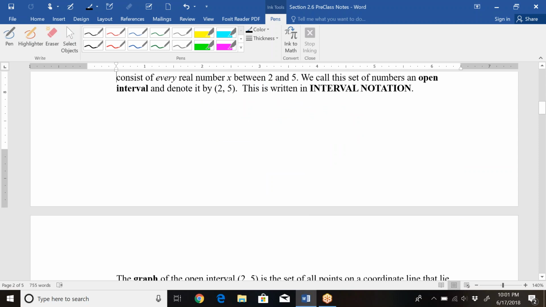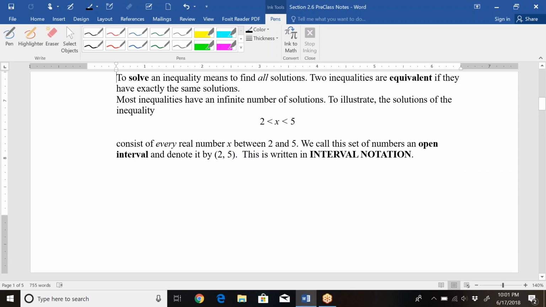This is something called a compound inequality. For example, this says that 2 is less than x, but x is also less than 5. This means every number between 2 and 5, but not including those endpoints. So we call that an open interval, and we denote it by (2, 5). This is called interval notation. Interval notation means that you tell someone the starting value of your solutions, and then the ending value. We're pretty much talking about if you shade between 2 and 5.